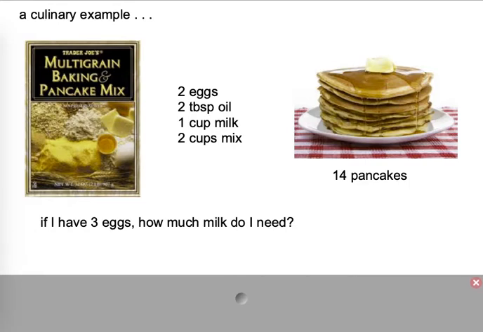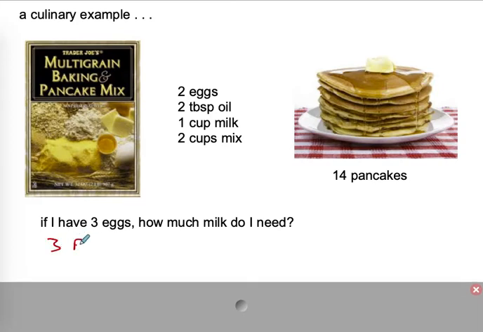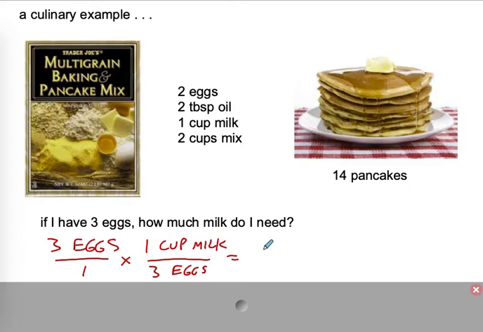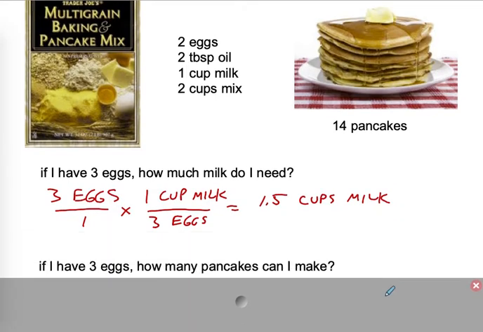If I have 3 eggs and I want to use them all up, how much milk do I need? Well, begin by writing down what you're given: 3 eggs over 1, if you want. And then to figure out how much milk I need, I go to the recipe and write down an ingredient ratio. 1 cup of milk is needed for every 2 eggs, giving 1.5 cups of milk. I tell you, if you have ever scaled up a recipe, you have done a stoichiometry calculation.